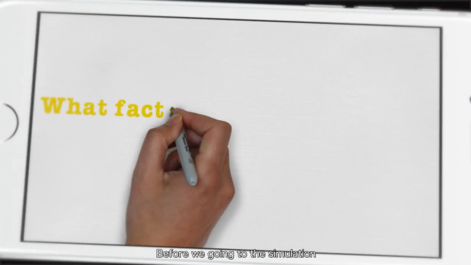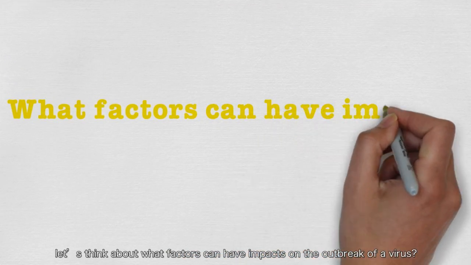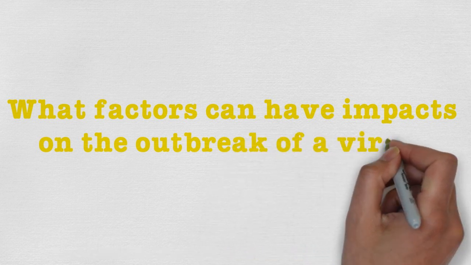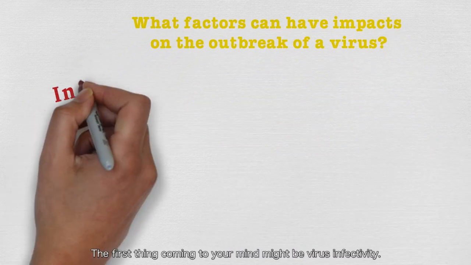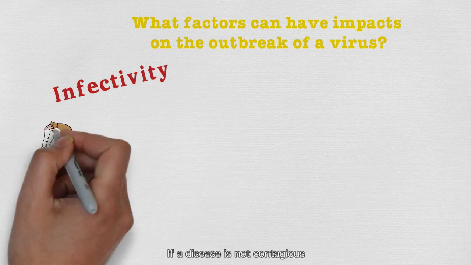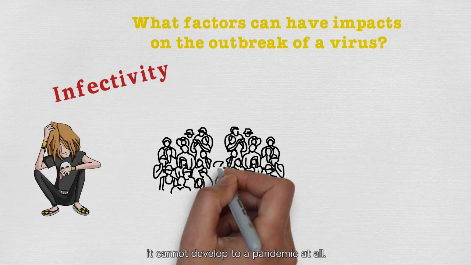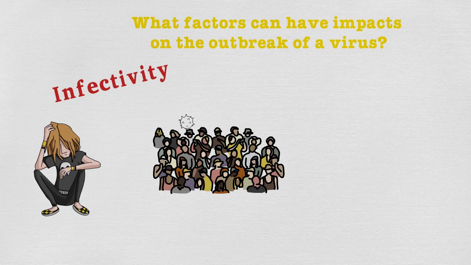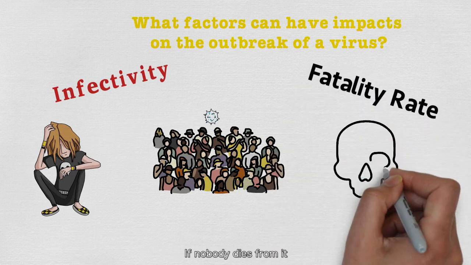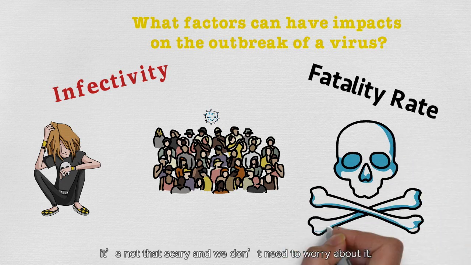Before we go into the simulation, let's think about what factors can have impacts on the outbreak of a virus. The first thing coming to your mind might be virus infectivity. If a disease is not contagious, it cannot develop into a pandemic at all. The second factor is virus fatality rate. If nobody dies from it, it's not that scary and we don't need to worry about it.